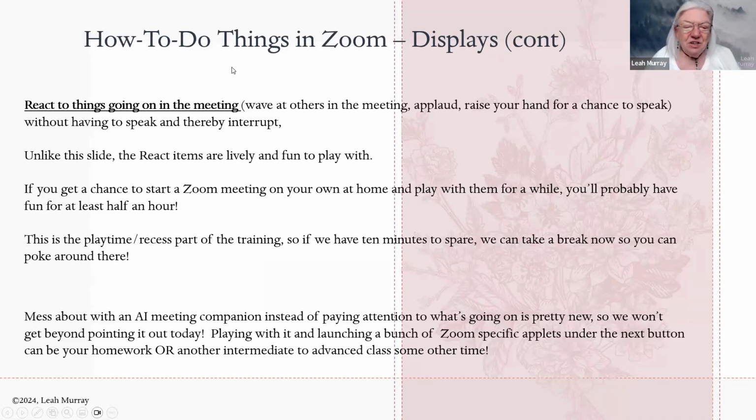How to react to things going on in the meeting. That's where your react button comes in. You can wave at people in the meeting. You can applaud when somebody says something, and it puts a little emoticon or moving GIF, moving image on the screen showing your applause. You can raise your hand for a chance to speak using the react button.